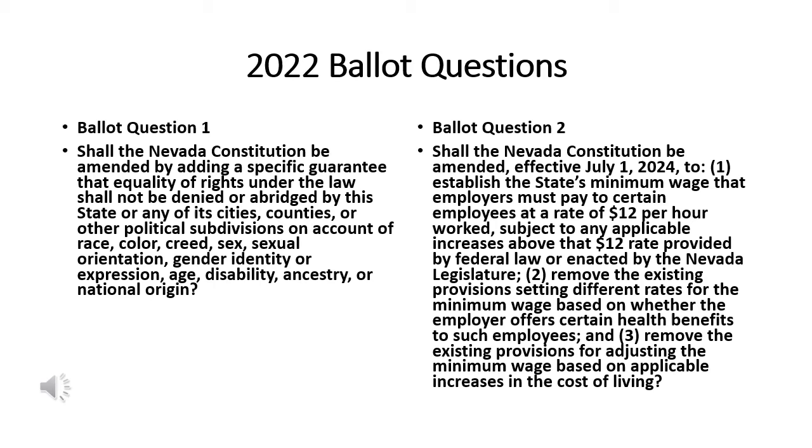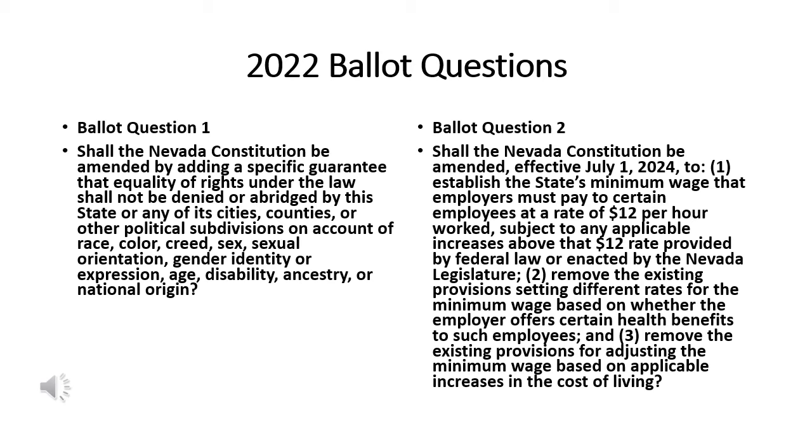Ballot question 2 is a little bit more complicated because it's doing two things. It's taking two things out of the Nevada Constitution and then adding in something new. So it says, shall the Nevada Constitution be amended effective July 1st, 2024, to establish the state's minimum wage that employers must pay to certain employees at a rate of $12 per hour worked, subject to any applicable increases above that $12 rate provided by federal law or enacted by the Nevada legislature.